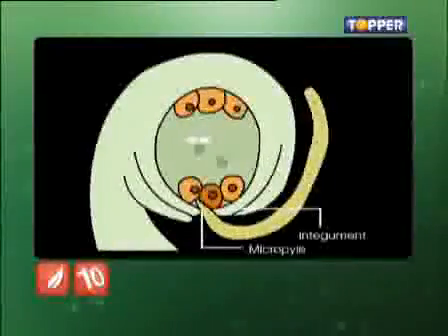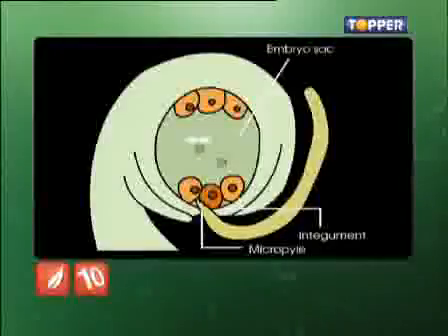Now, the two male gametes in the pollen tube enter the ovule and fuse there with an egg and polar nuclei.